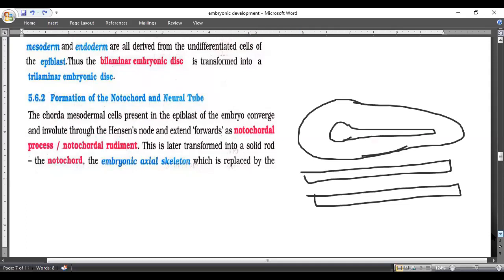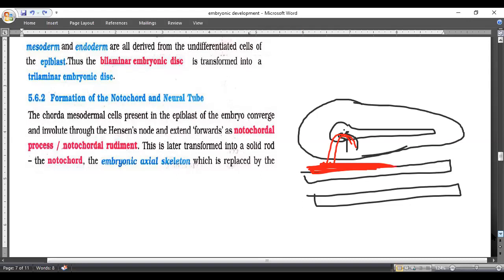Okay, so these are the cardio-mesodermal cells. They enter through this, and they are responsible for the notochordal process. They enter through this, come here, and they are responsible for the mesoderm. Notochord is derived from mesoderm, I think. So they are the notochordal rudiment. This is later transformed into a solid rod called the notochord.